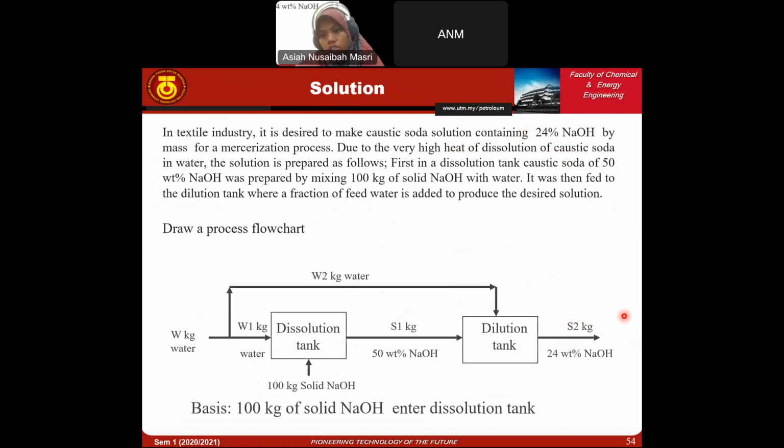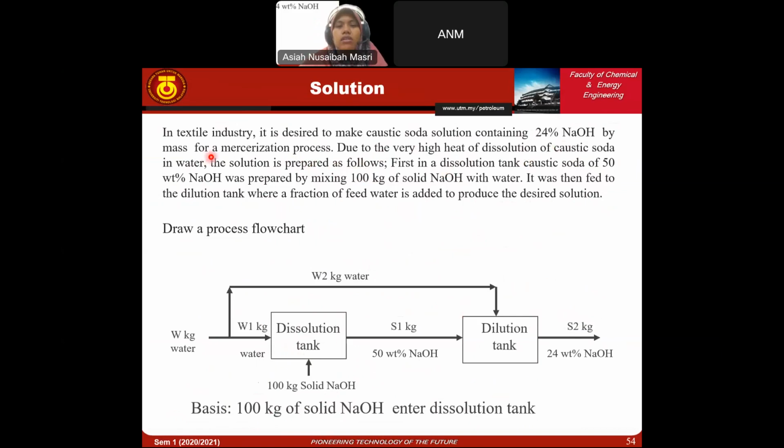Because we got a hint actually. Remember back the question. Among the information given, there is one amount given, which is 100 kilogram of solid sodium hydroxide. It is not in the form of flow rate. It's in the form of mass. So that's why the others should be in the form of mass as well. And this amount given from the question will be our basis. So this is our basis, 100 kilogram of solid sodium hydroxide, which entered the dissolution tank, because this one is used to prepare the 50% NaOH.